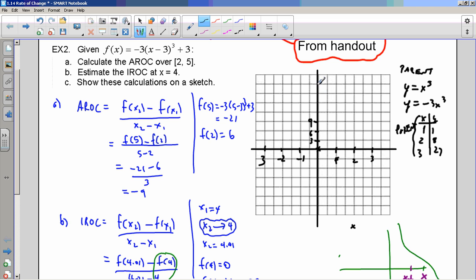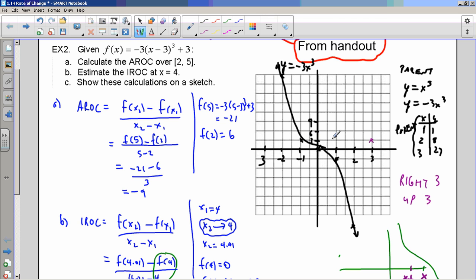12, 15, 18, 21, 24. That one I can fit on right there. Right? And so this black graph is my parent function that has been flipped and stretched. That's this function. Flipped and stretched. But what else do I need to do? I need to move it right and up, right? So right 3, so this point goes right 3 and up 3.